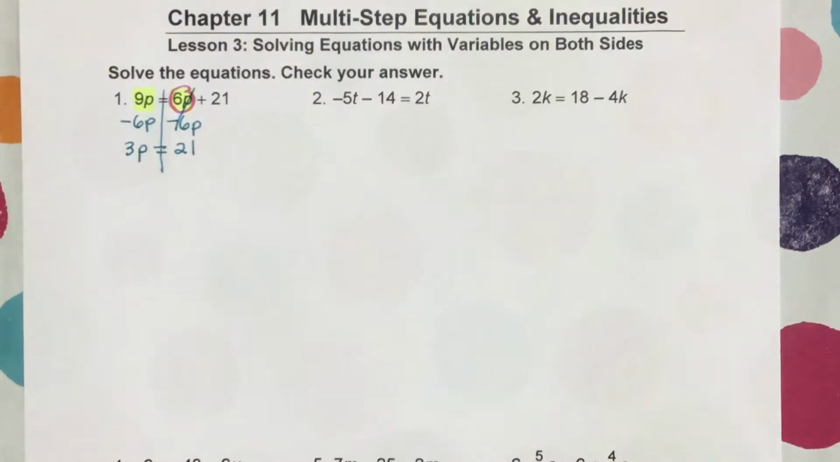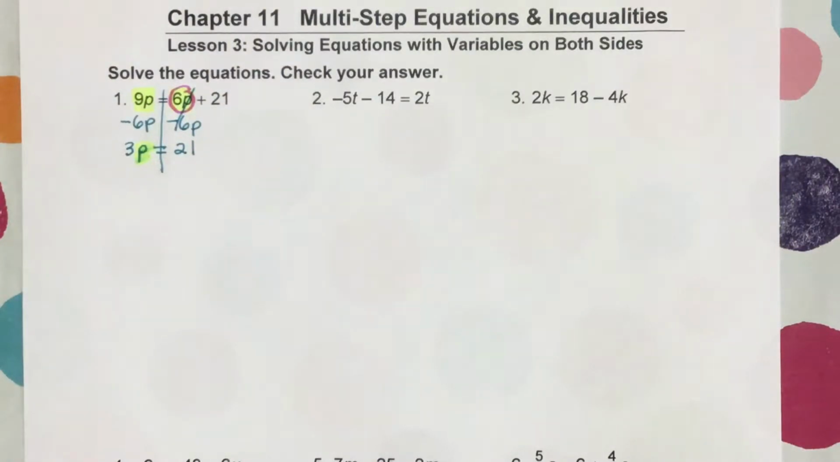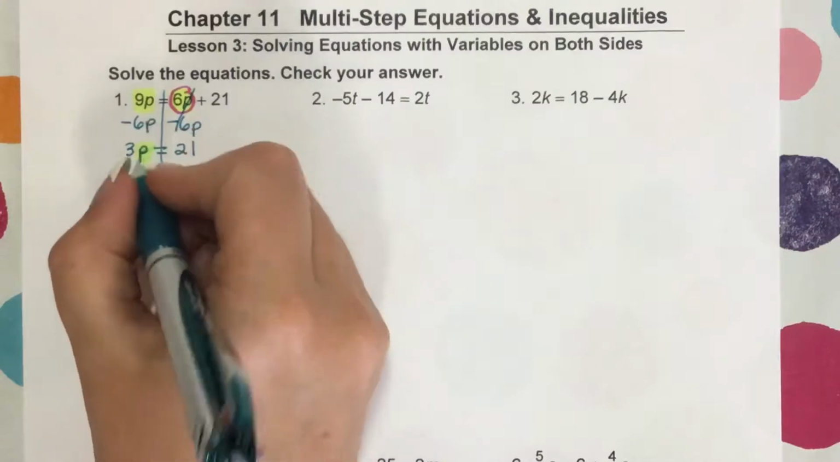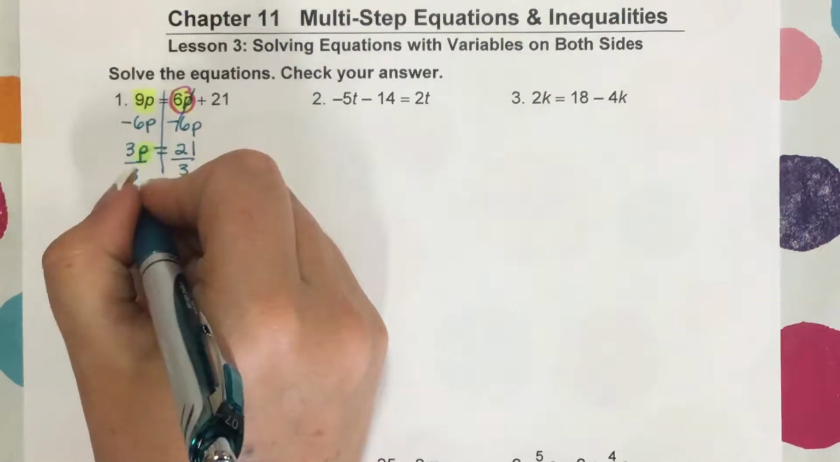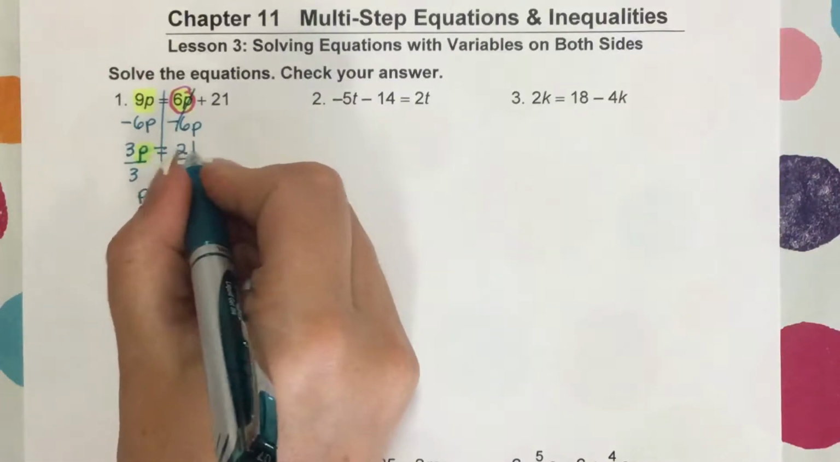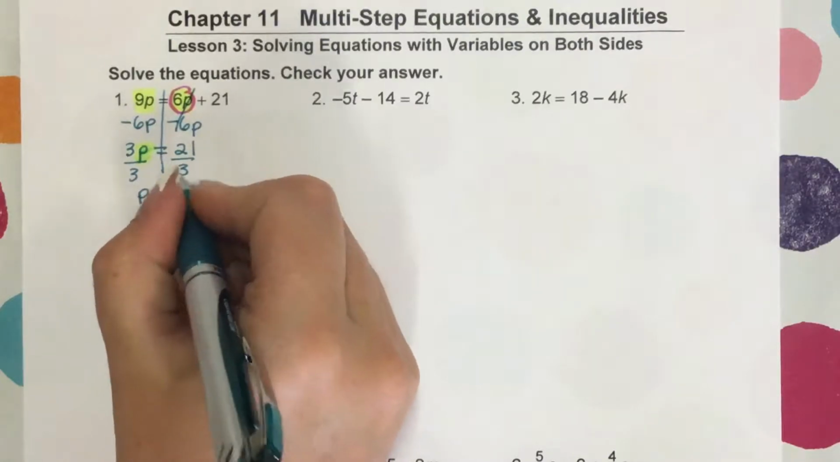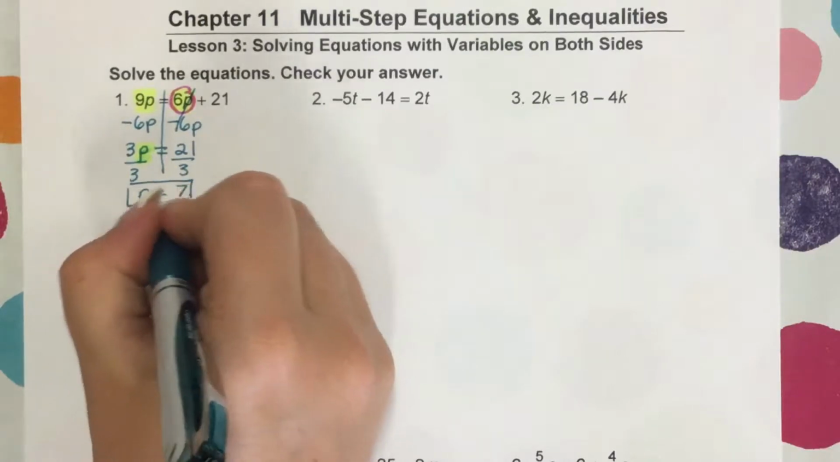So we're trying to figure out what p equals. We need to get p by itself, and this is 3 times p, and the inverse operation of multiplication is division, so we're dividing both sides by 3. 3 divided by 3 is 1. 1 times p is p. So we're left with p equals 21 divided by 3, which is 7. 3 goes into 21 7 times. So our answer is p equals 7.